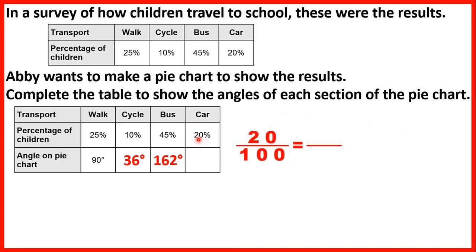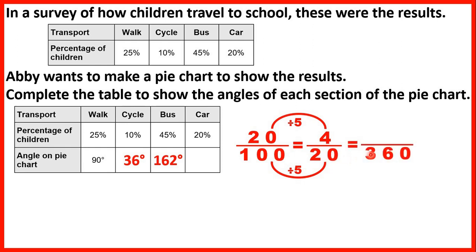And now we have 20% that travel by car. 20% is the same as 4/20, so we could divide both the numerator and denominator by 5, or we could divide by 20, we could divide by 10. It doesn't really matter as long as we get a denominator that's a factor of 360.